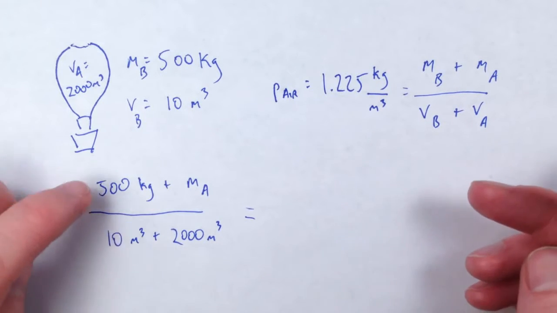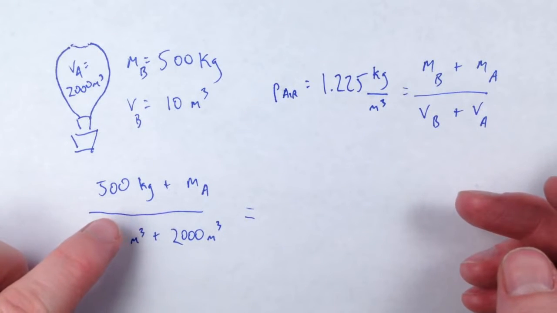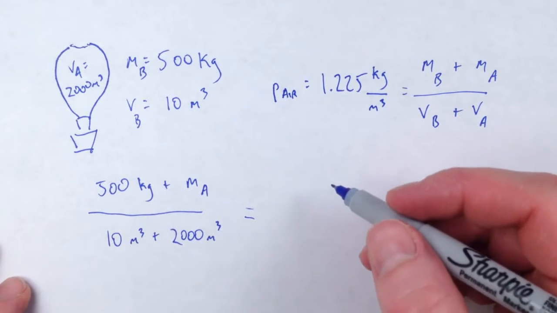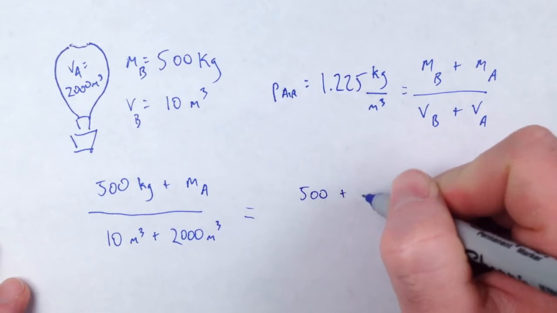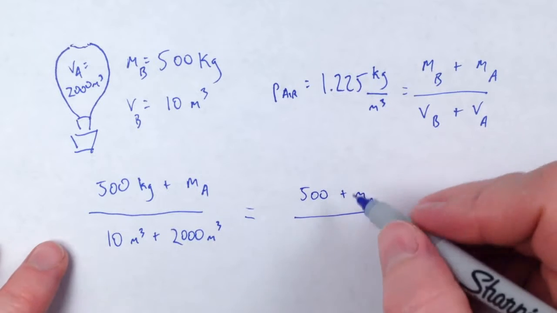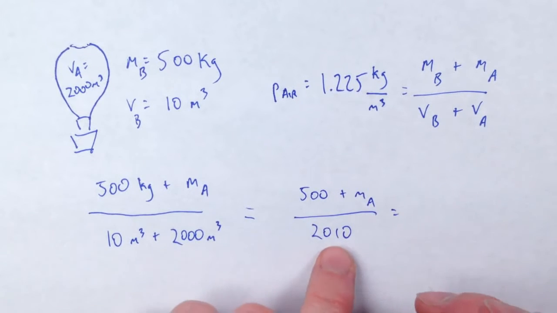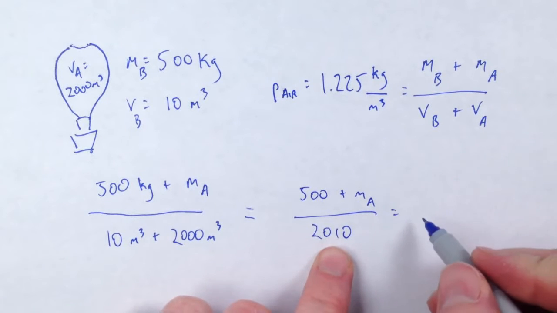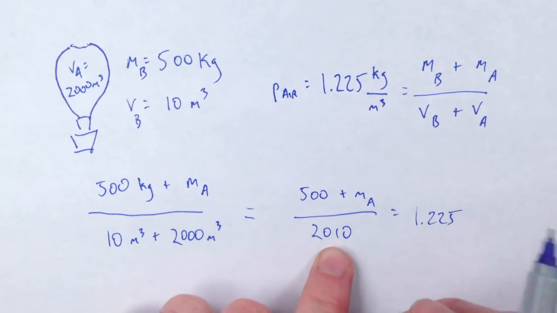Since I've gotten rid of MB, I'm going to keep the MA because I don't want that to get lost. So this simplifies to 500 plus the mass of the air inside over 2,000 plus 10. Okay, so this is an expression for the density of the inflated balloon, and we just need to get its density to equal that amount.